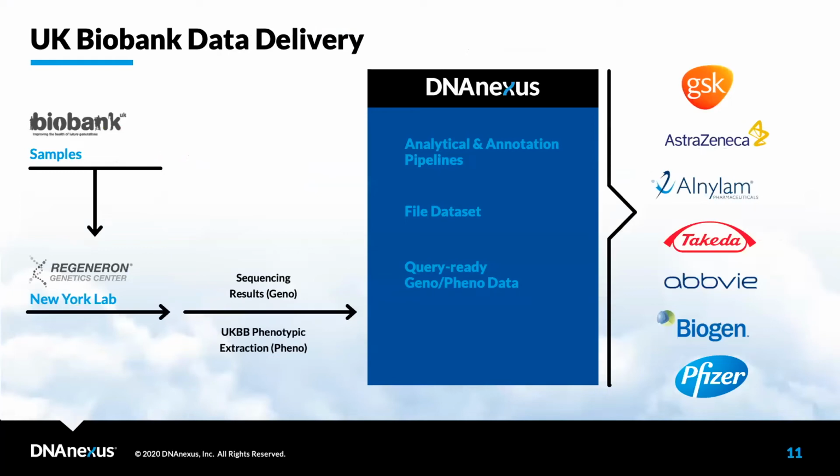So DNAnexus was first brought into the UK Biobank data world with our participation in the delivery of the actual whole exome sequence data. Samples from the UK Biobank were sequenced at the Regeneron Genetics Center in Tarrytown, New York, where all of the secondary analysis and variant calling on the data was performed on the DNAnexus platform and then shared through our secure platform to the pharma partners who all helped fund this really impressive delivery of data.